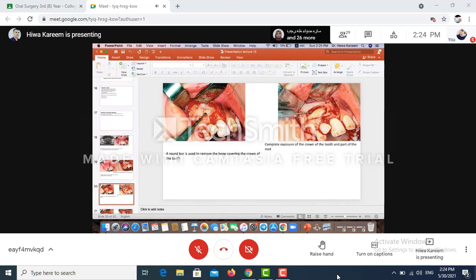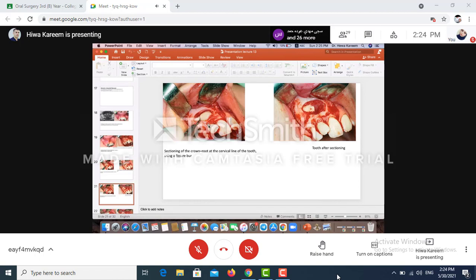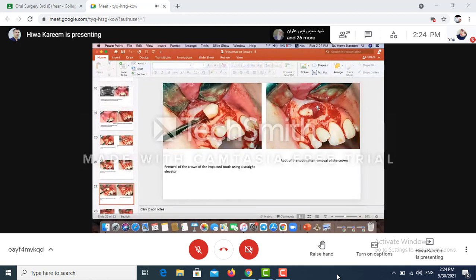Use the surgical handpiece to cut the crown. You must first cut the crown like this. Use the surgical handpiece for cutting the crown. After tooth sectioning, remove the crown first, like this, using a straight elevator. After the crown is removed, then remove the root.